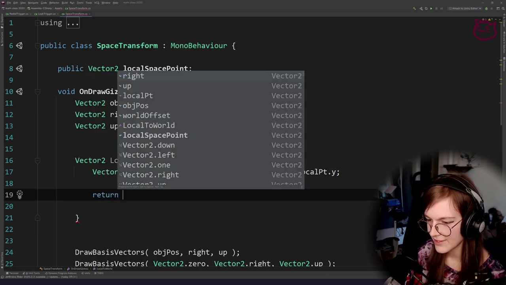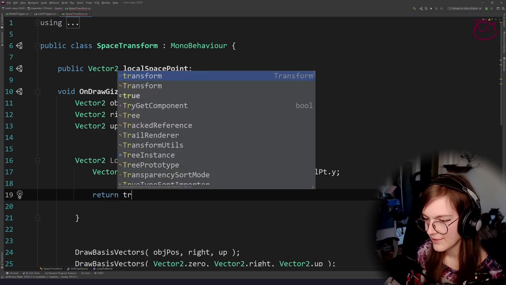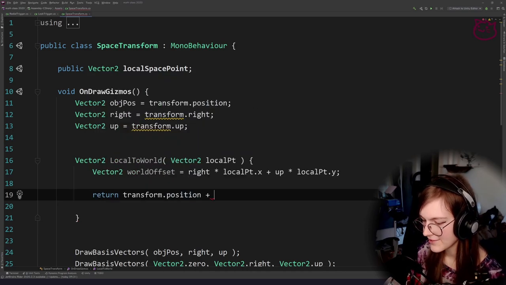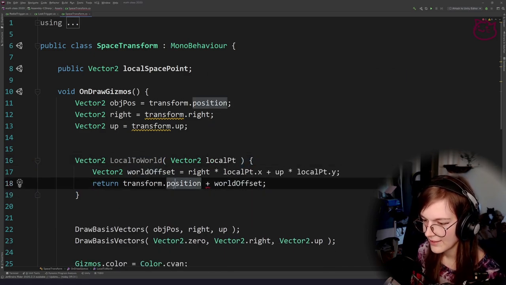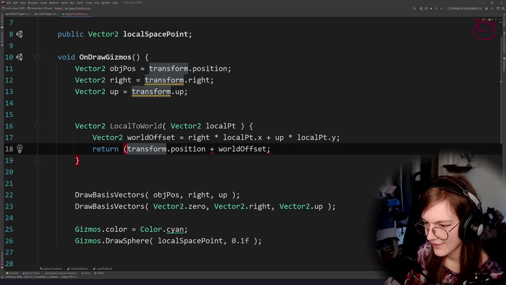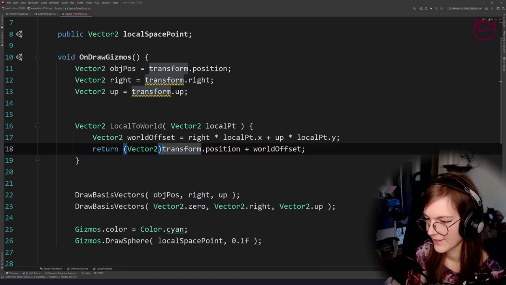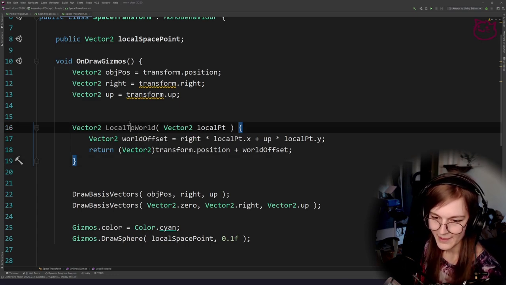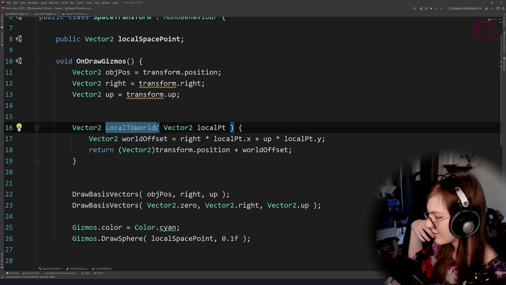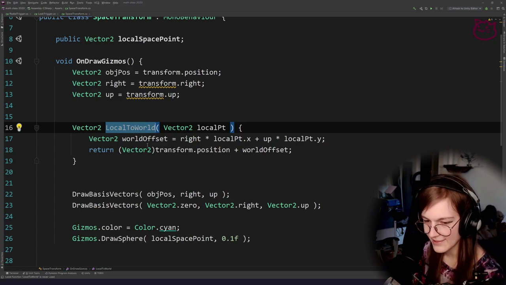So we can do return transform.position plus world offset. And transform.position is a Vector3, so it's a little sad right now. There we go. So now we have a function where we can convert from local space to world space. So let's see if this works.